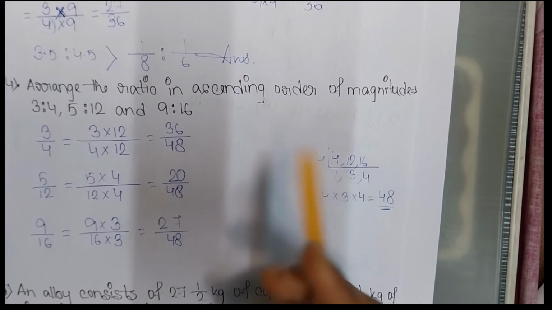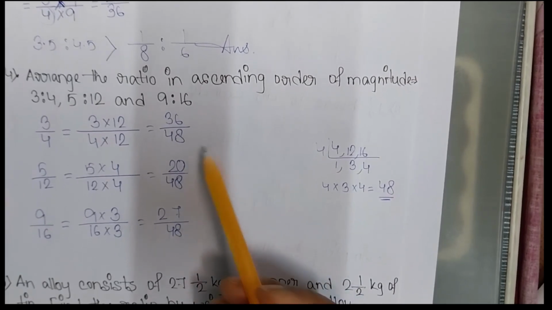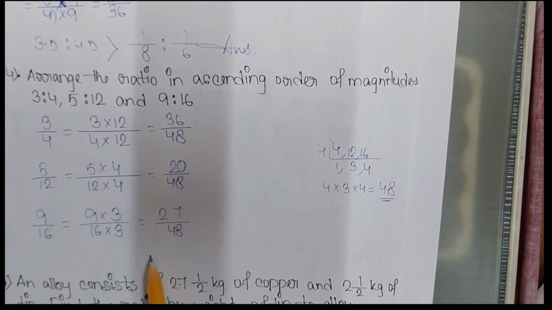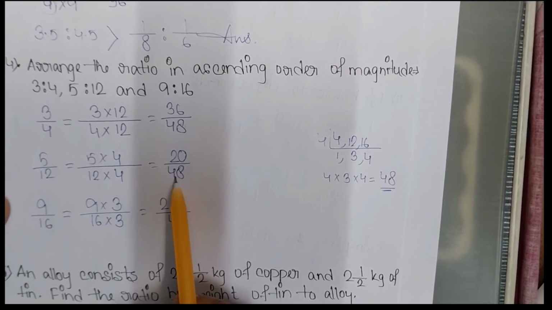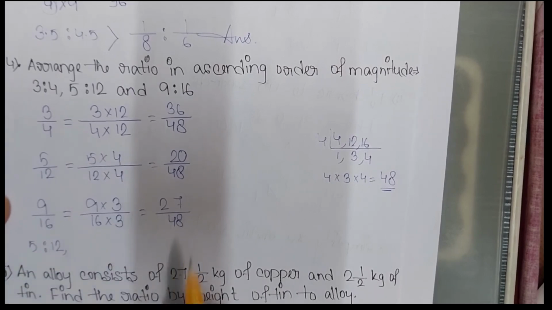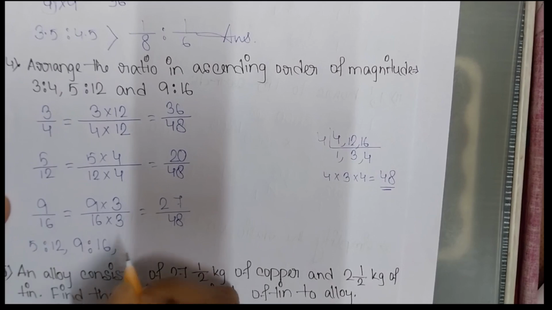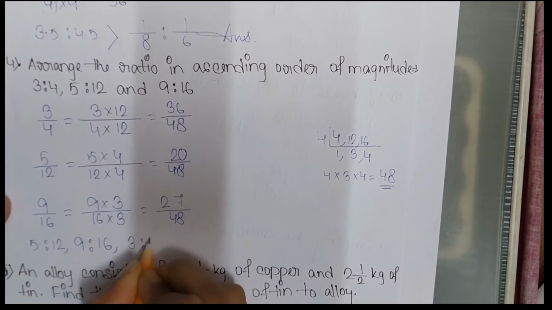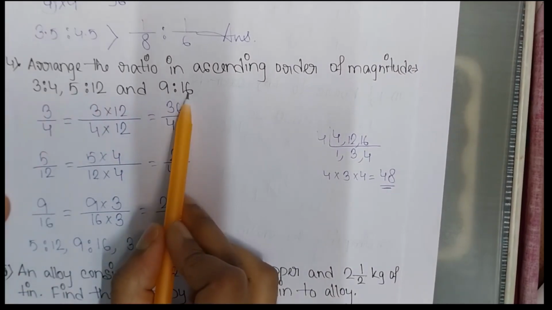Now we have to compare the numerators of the fractions, and we have to write them in ascending order, that means the smallest one first, then the greater, then the greatest. So the smallest is this one, 20 by 48, that is 5 is to 12. Next we have 27, that is 9 by 16, means 9 is to 16, and then the greatest is 36 by 48, that is 3 is to 4. So this is the ascending order of the given ratios.